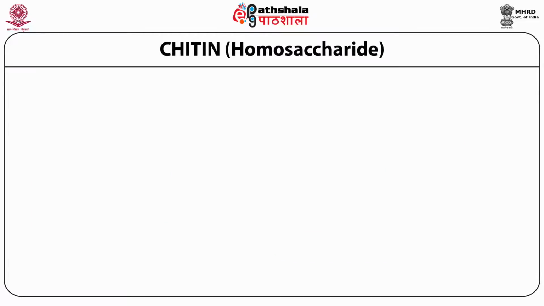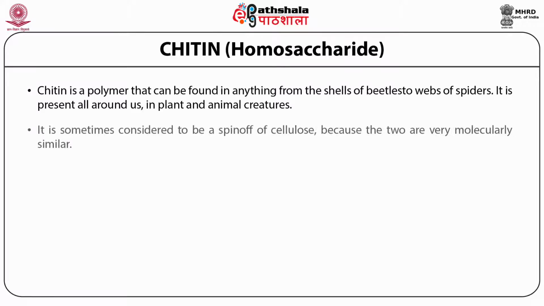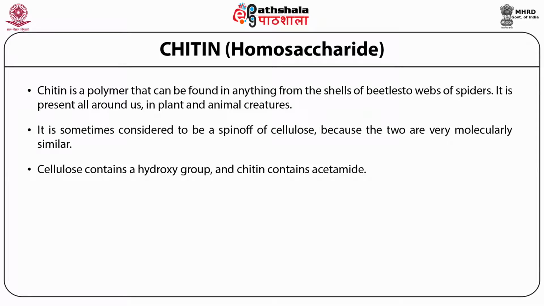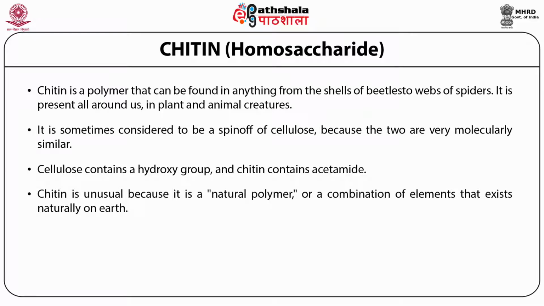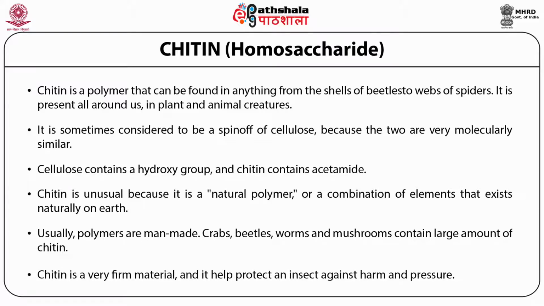Chitin is another class of homopolysaccharides. It's a polymer that can be found in anything from the cells of beetles to the webs of spiders. It is present all around us in plant and animal creatures. It is sometimes considered to be a spin-off of cellulose because the two are molecularly very similar. Cellulose contains a hydroxy group and chitin contains acetamide. Chitin is unusual because it is a natural polymer. Crabs, beetles, worms and mushrooms contain large amounts of chitin. Chitin is a very firm material and it helps protect an insect against harm and pressure.